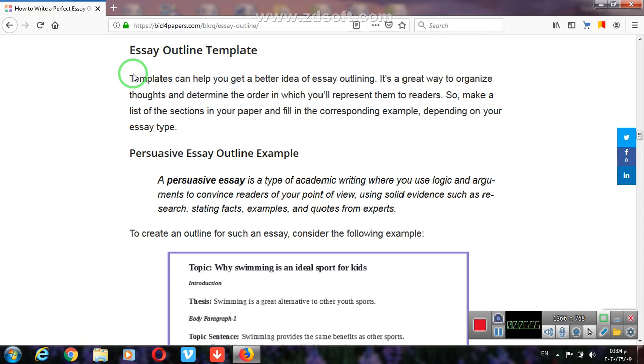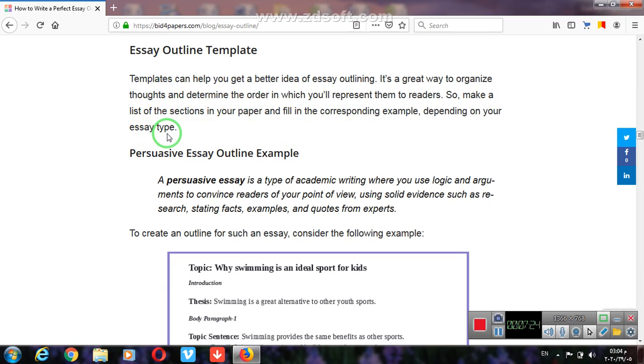persuasive, narrative, and expository. And I will show you examples for essay outline writing. Templates can help you get a better idea of essay outlining. It's a great way to organize thoughts and determine the order in which you will represent them to readers. So, make a list of sections in your paper and fill in the corresponding example depending on your essay type.